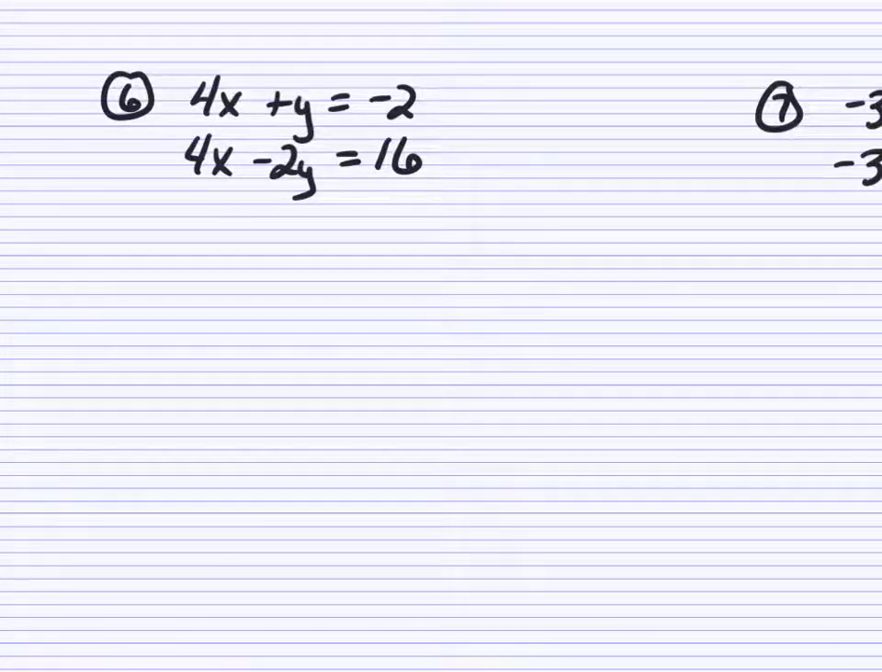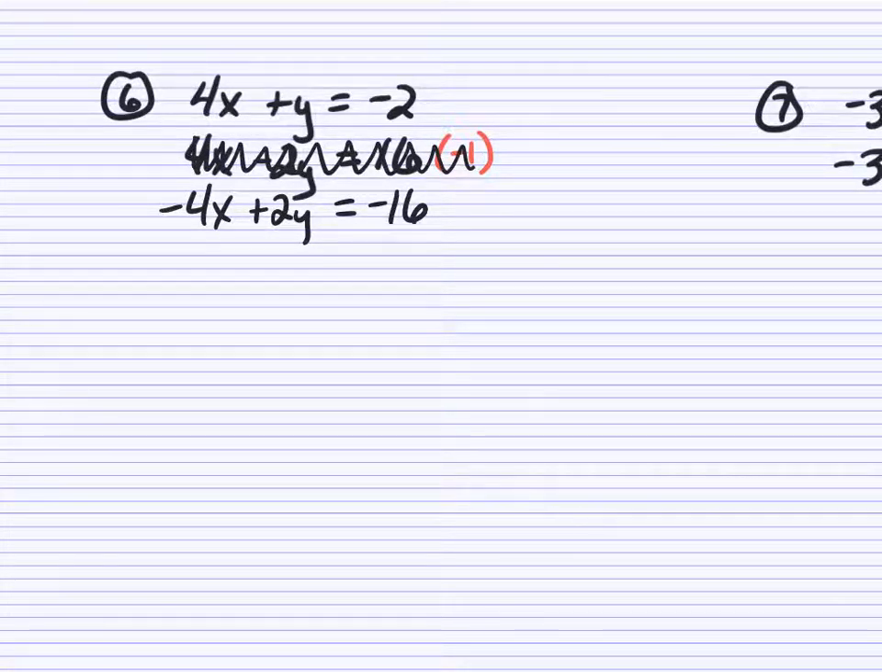All right. On number 6, again, we are looking for opposites. But we don't have opposites, we have same, positive 4x and positive 4x. So we need to do a little bit of work to get us to addition. So I'm going to multiply the bottom one by negative 1 or flip all the symbols, however you want to say it. Positive 4x becomes negative 4x, negative 2y becomes positive 2y, and positive 16 becomes negative 16. After I multiply it by negative 1 or flip my symbols, I scribble it out.